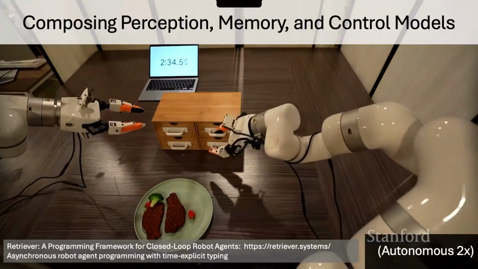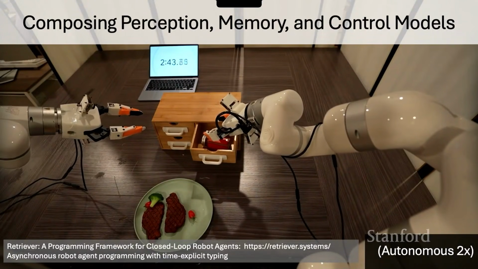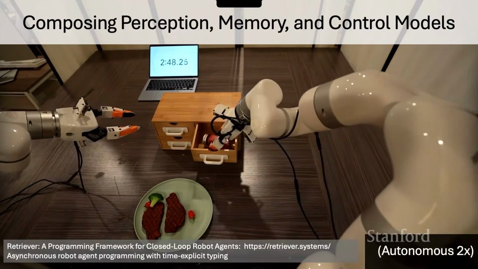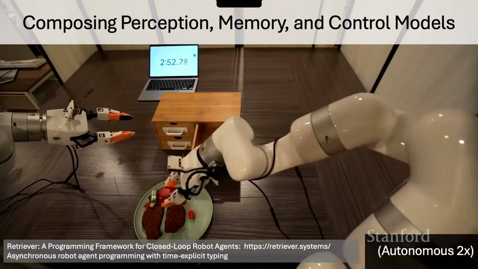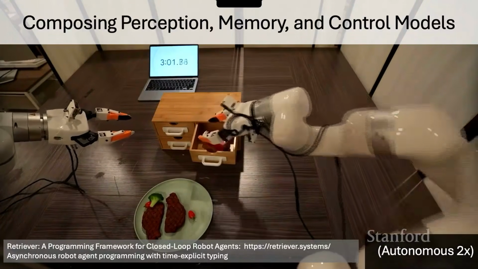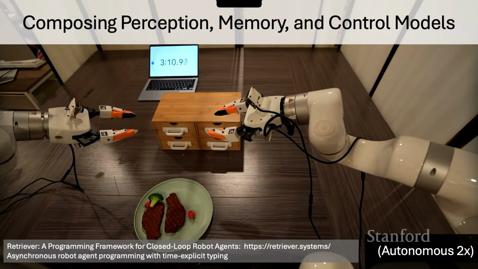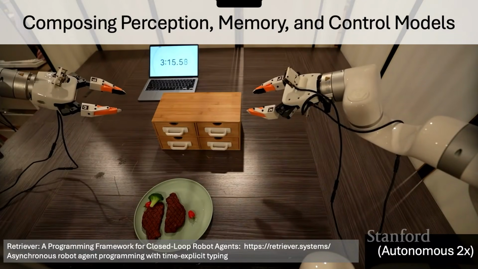And this is a demo that is playing at close to real speed of a system that is able to make long-horizon plans, where the task is to season the steak, and then also track memory. In this case, they're searching in different drawers to find the target. And then finally, having robot action control. And all of this is only 2x playback. So our system, because it has asynchronous execution and time-explicit typing, is really efficient and also very smooth.